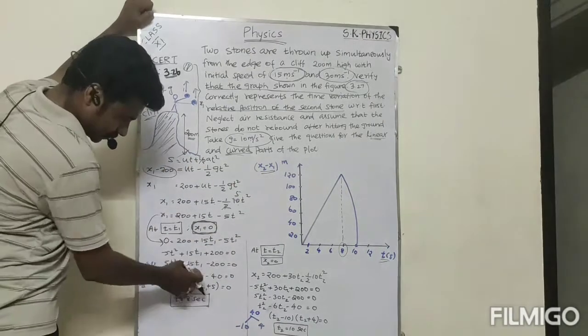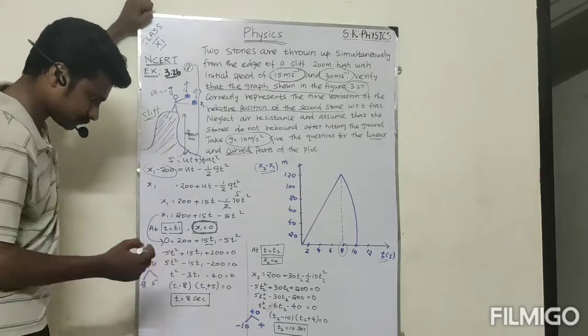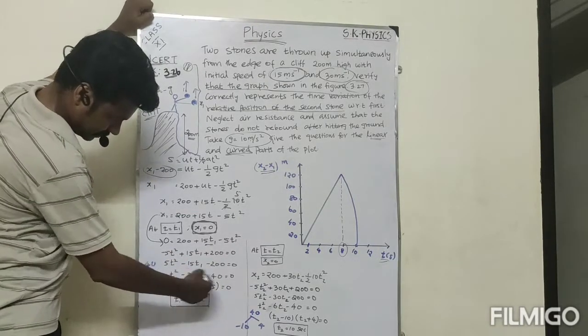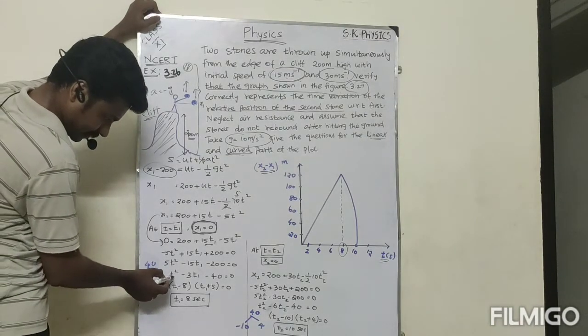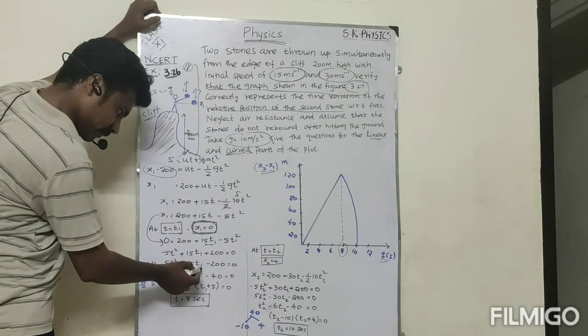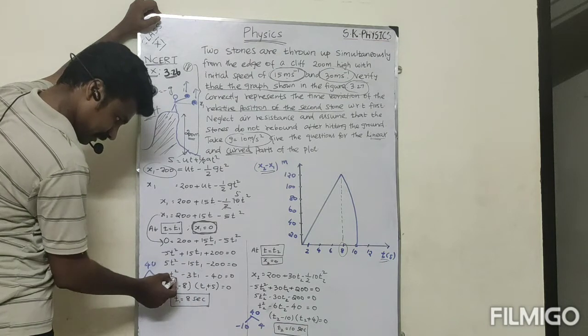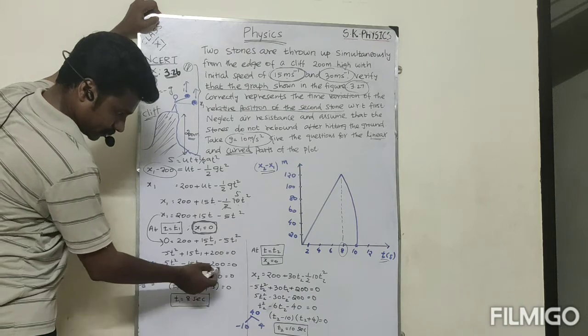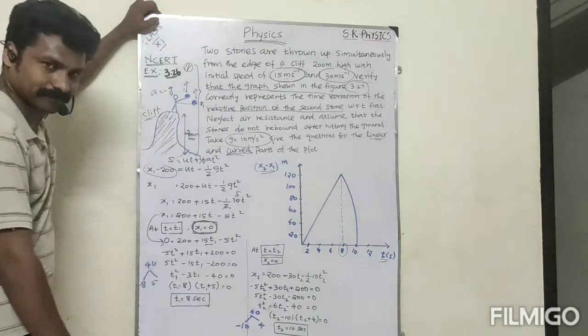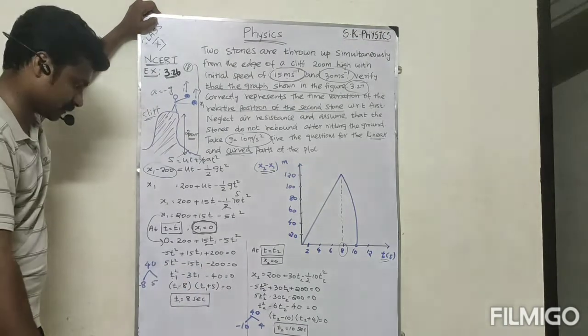Okay. So in this question, divide by 5 first. So divide by 5 means 5t square becomes t square. 15t1 becomes, what is it? This actually is t1. 15t1 becomes 3t1. Then 200 becomes 40. Divide by 5.